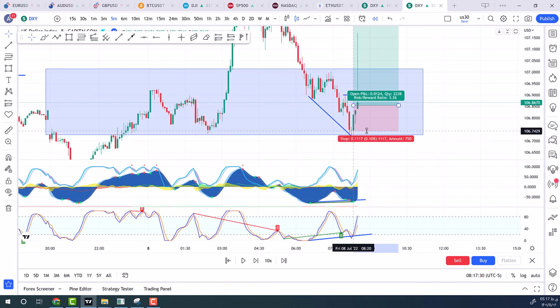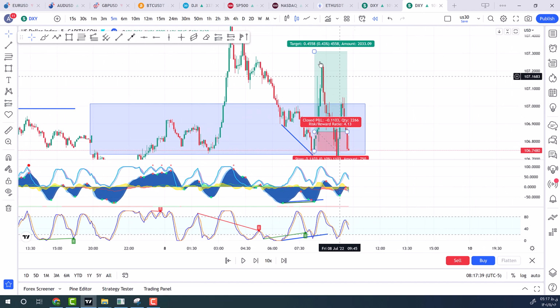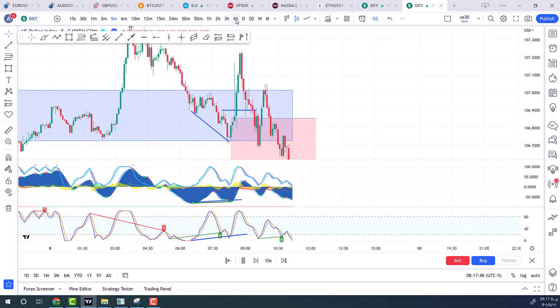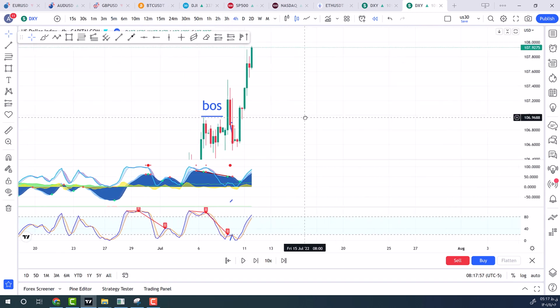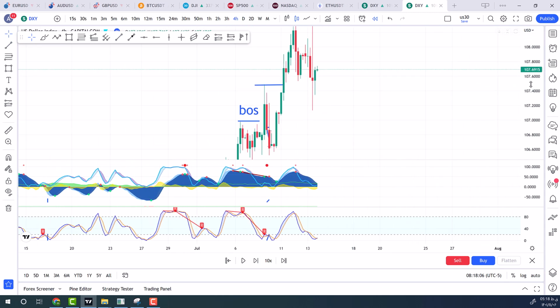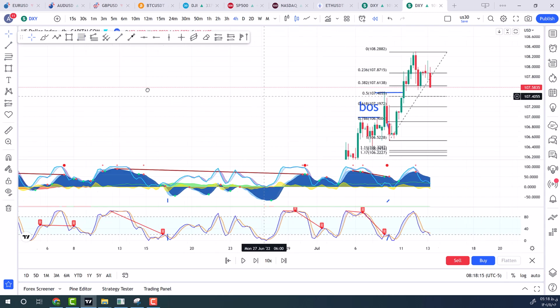So we mark our structure and Fibonacci levels in the higher time frame, and we take our entry setups in the 5-minute time frame.